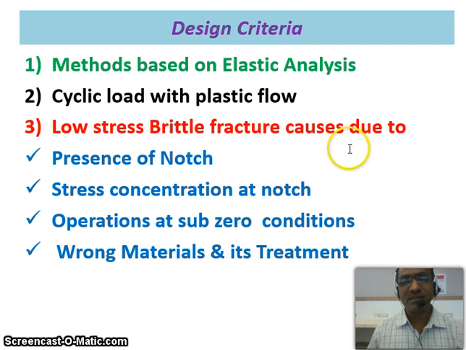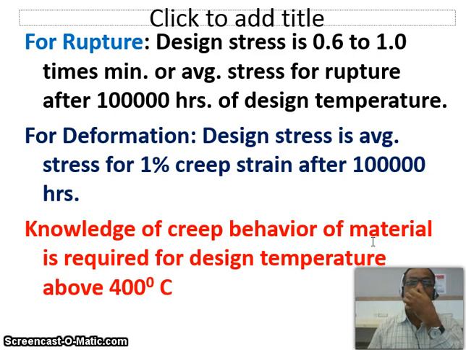Low stress brittle fracture in the material normally is caused because of the presence of notch, stress concentration at notch, operations at sub-zero conditions, and wrong materials and its treatment. For rupture criteria, design stress is considered as 0.6 to 1 times minimum or average stress of the rupture after 1 lakh hours at the design temperature. For the deformation criteria, design stress is the average stress for 1% creep strain after 1 lakh hours of its operation. In all, the knowledge of creep behavior of the material is required for design temperature above 400 degrees centigrade.